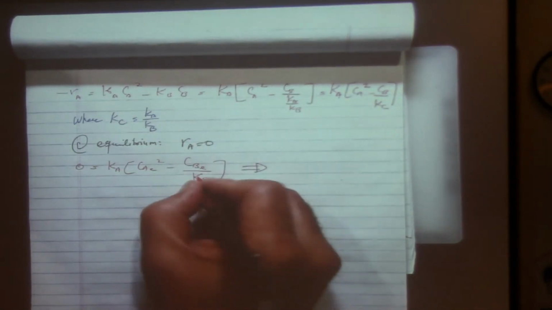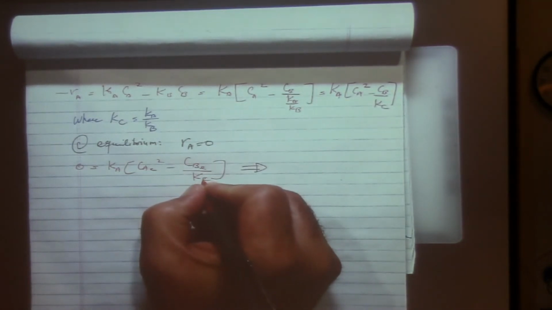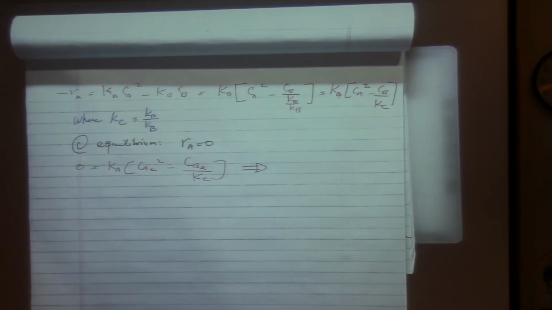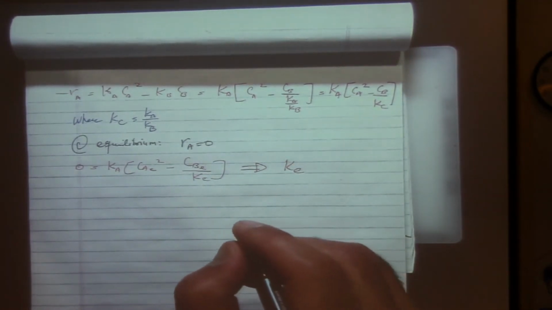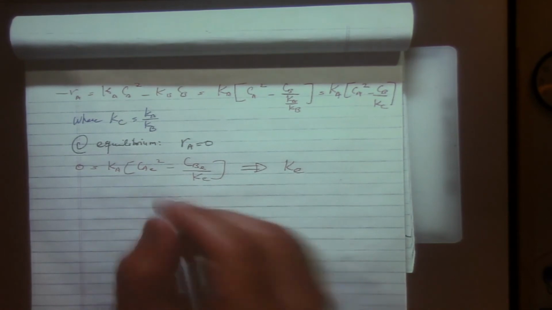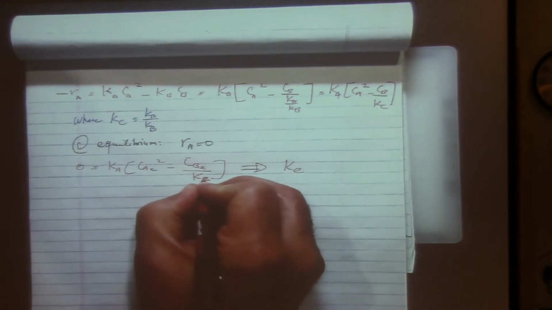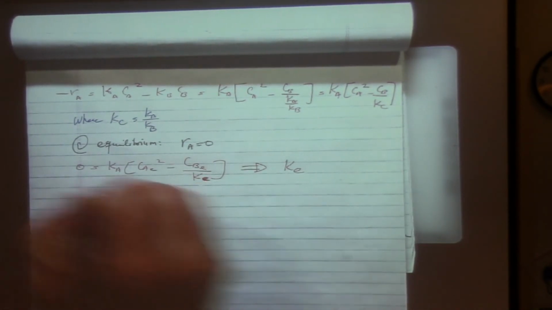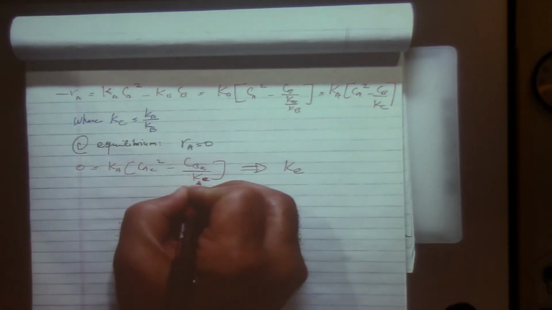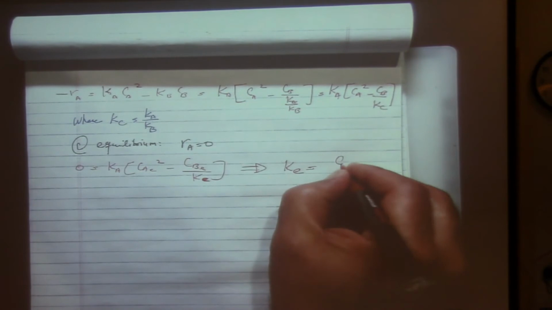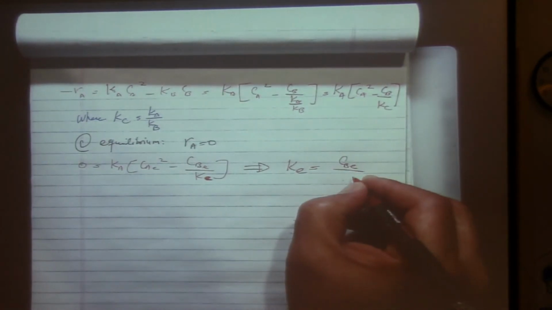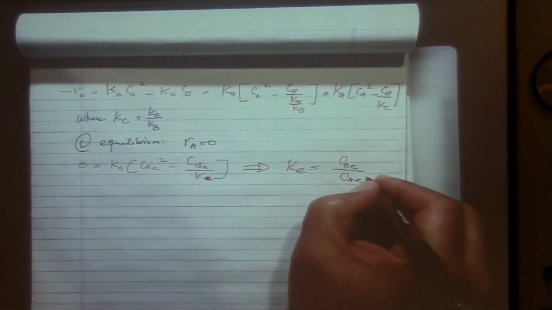Sorry, this should be KC. Yeah, KC or K equilibrium. So you can calculate the K equilibrium from here, which would be at equilibrium, because if your rate becomes 0, this K would be the equilibrium constant. So KE becomes CBE over CAE squared.